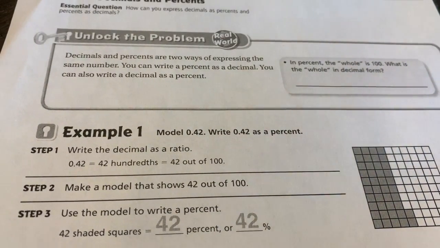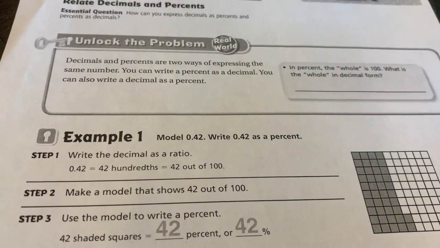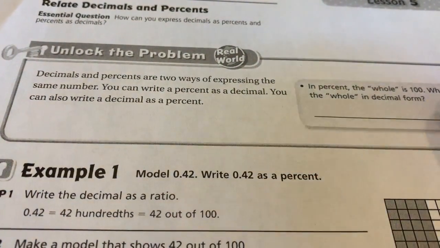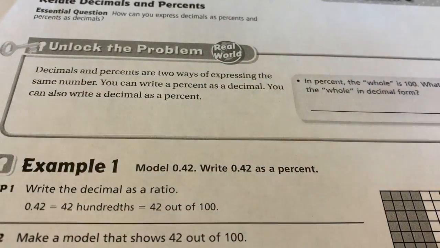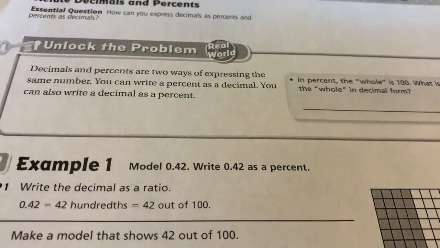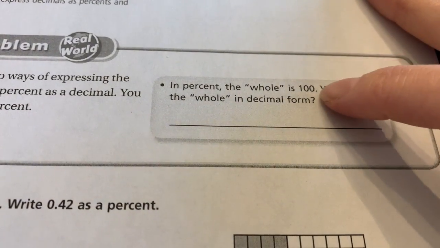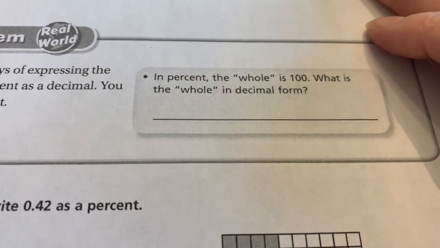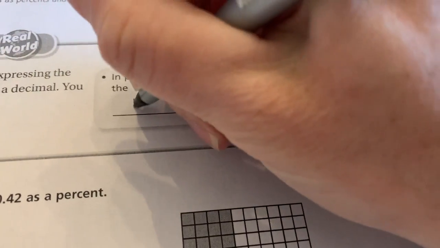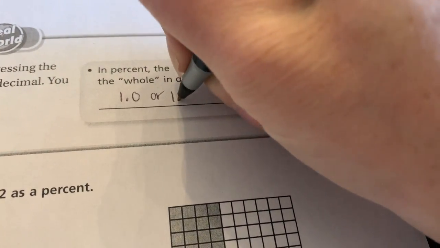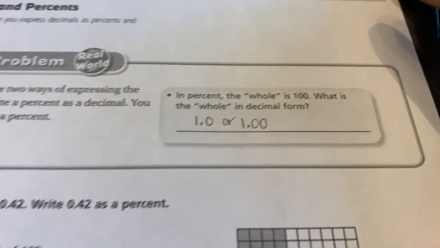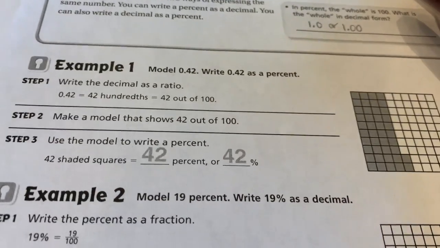So what we actually are doing here is we're naming a decimal without even realizing it. So let's unlock the problem. Decimals and percents are two ways of expressing the same number, just like I just said. You can write a percent as a decimal, and you can write a decimal as a percent. So in percents, the whole is 100, right? So what is the whole in decimal form? In decimal form, a whole is 1, or 1.0. You can even have the 2 zeros. It depends on how we're discussing this, right?